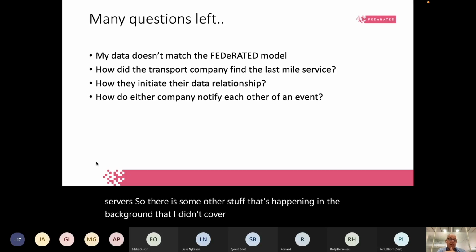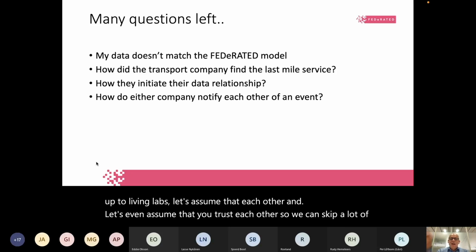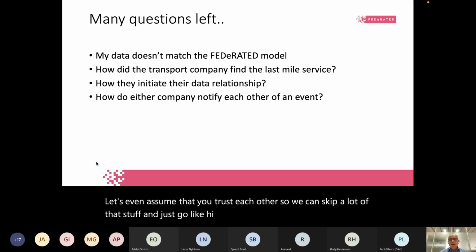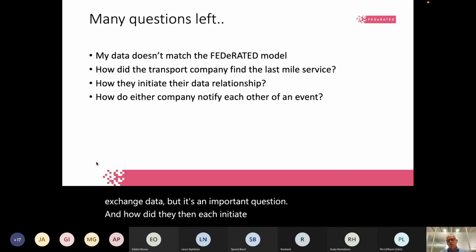But for the purpose of linking up two living labs, let's assume that you know each other, and let's even assume that you trust each other. So we can skip a lot of that stuff and just go like, hi, hello, I'm here, let's exchange data, right? But it's an important question. How did they then initiate that data relationship?